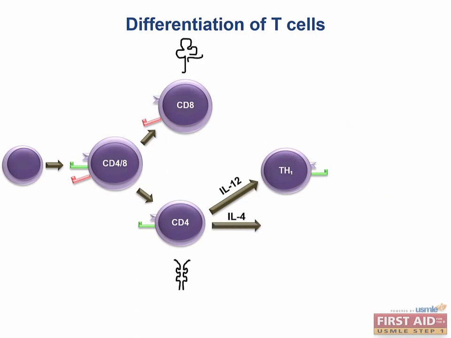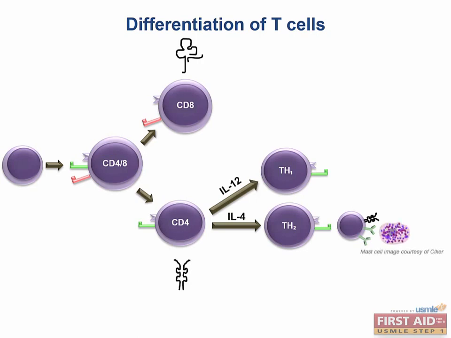If this CD4 progenitor cell is subjected to interleukin 4, then it will become a T helper type 2 cell. Now, when you say Th2, I want you to think Th2 achoo, because they mediate and encourage the allergic response. How do they do that? Same way the Th1 did it, via cytokines.